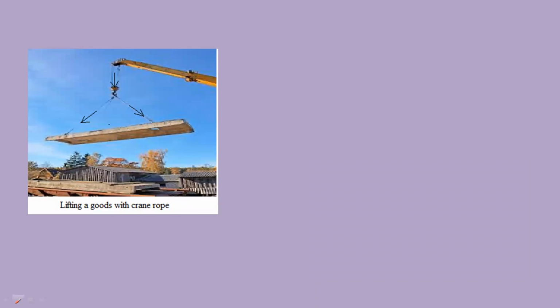So this is a real-time example. Here one object, actually this is a slab. This is lifted by using this crane. So this is the crane hook. At this point there are two cables connected to the slab. Each cable will have some tension. So this is P1 and this is P2.